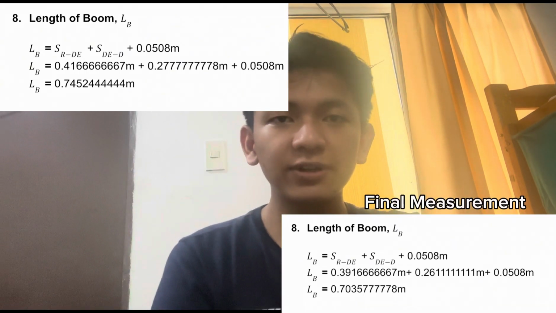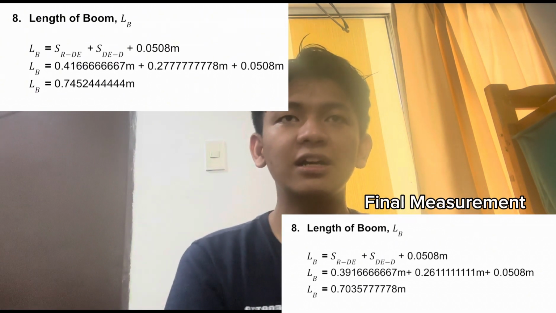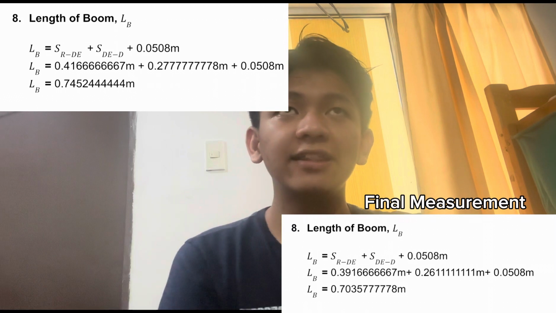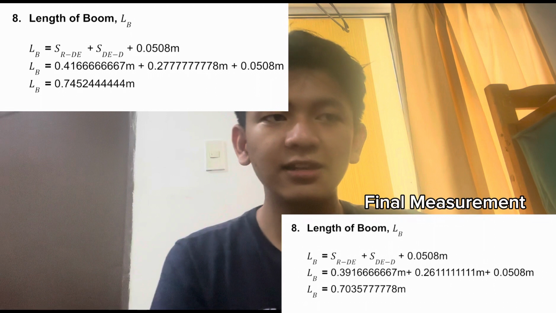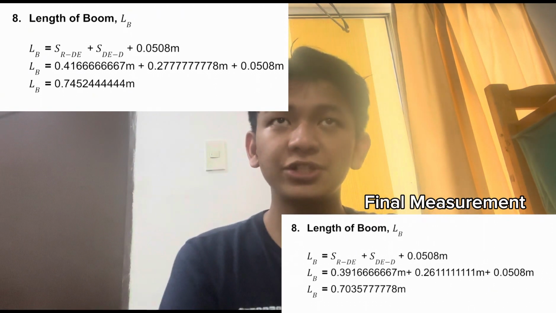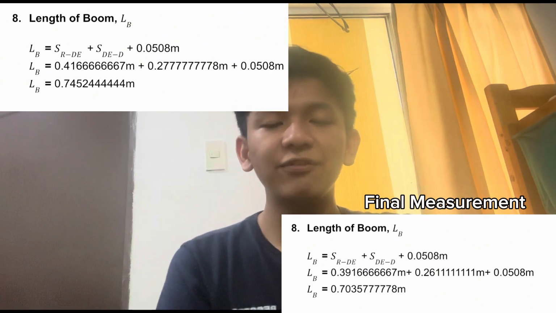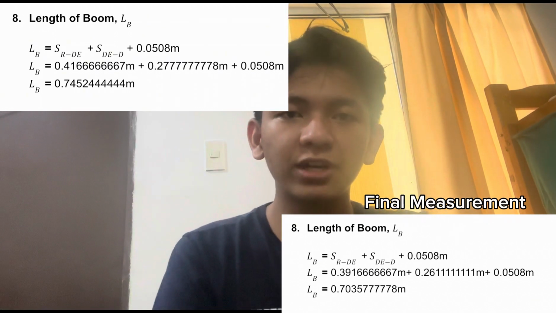And for our number 8, we have the length of boom. In order to solve our length of boom, all we need to do is to add the spacing from the reflector and the spacing from our director to our driven element. In addition to that, we need to add 0.0508 meters, which is equivalent to 1 inch. If we do all of this, we get an answer of 0.7452444444 meters.